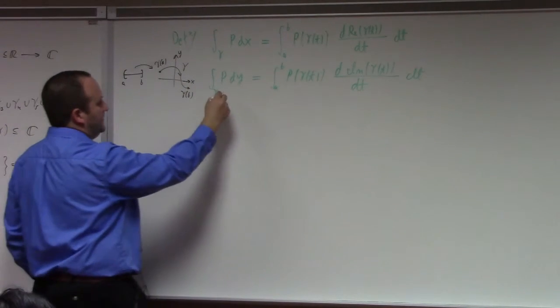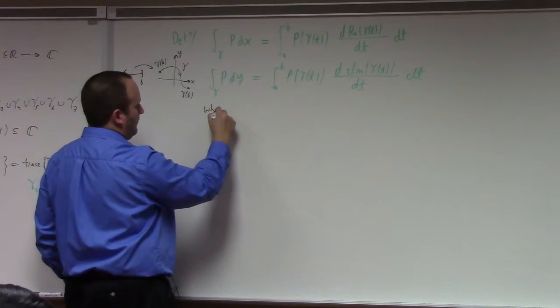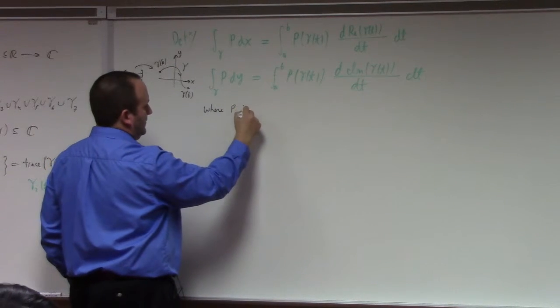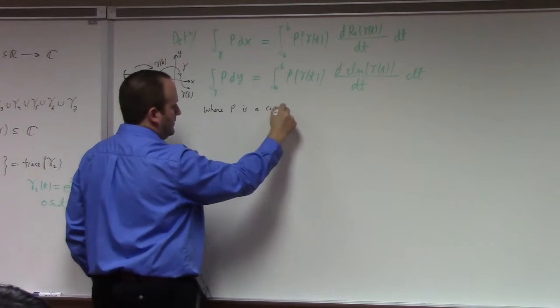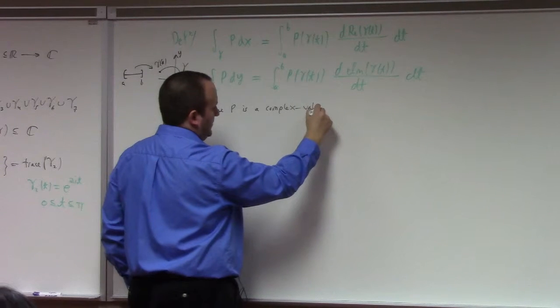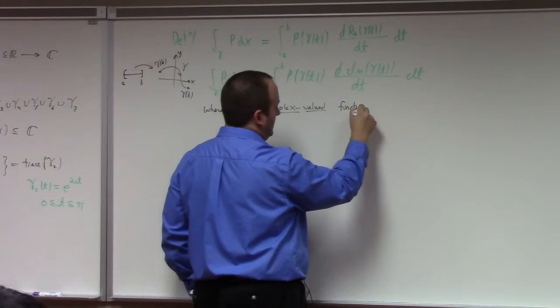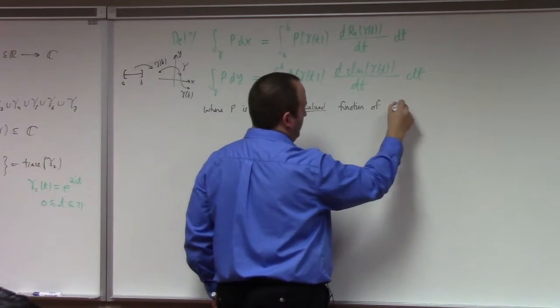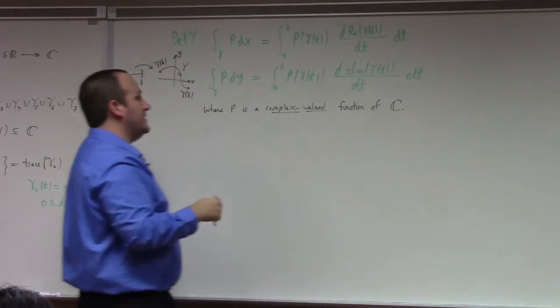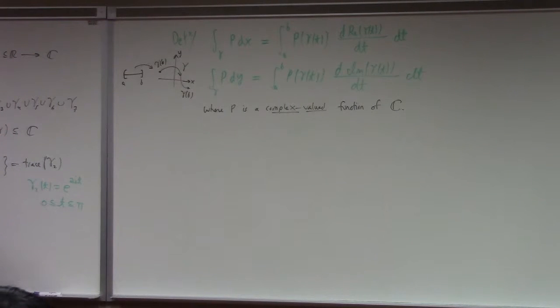Now this p is a complex valued function of the complex numbers. So p is itself a function from C to C. And in order for these integrals to make sense, I suppose that p has to be continuous, at least close to the trace, close to the curve, let's say.